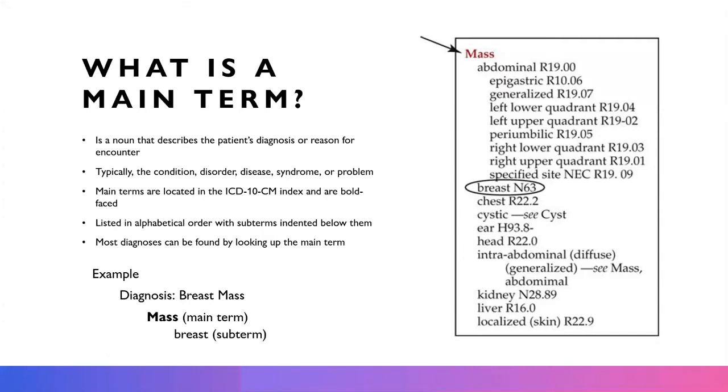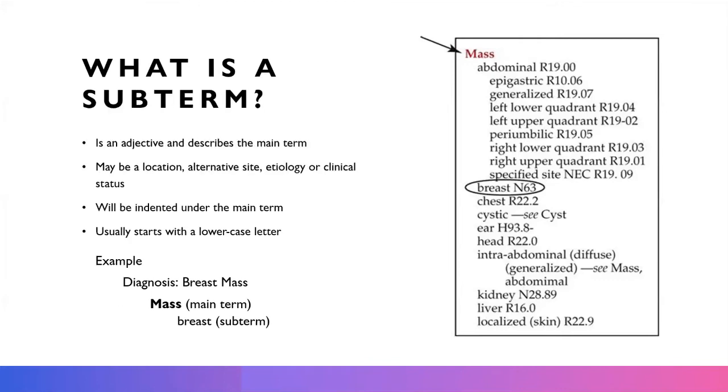The main term should be abstracted from the documentation for the encounter. To do this, the medical coder must review the medical record, find the provider's documentation for that specific encounter, and then abstract the diagnoses, conditions, or other reasons for the encounter. Then they locate the codes for those specific reasons. Those codes are entered onto the claim form, and that is how the physician is going to get reimbursed.